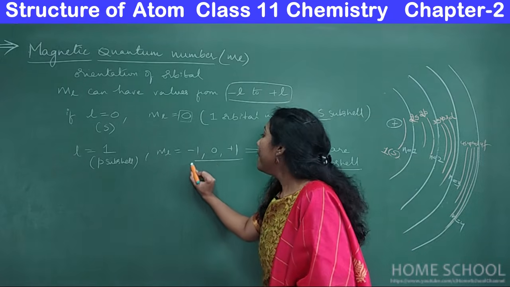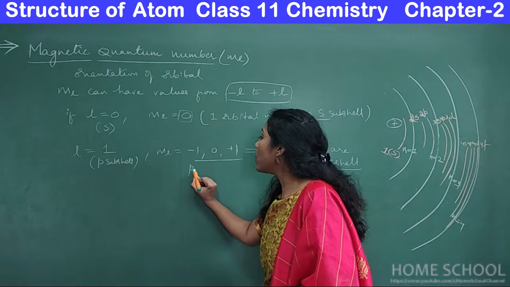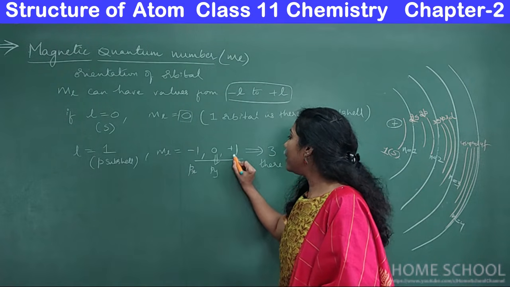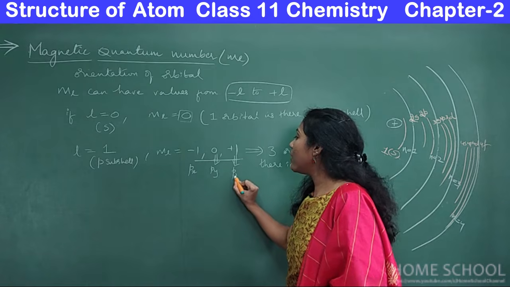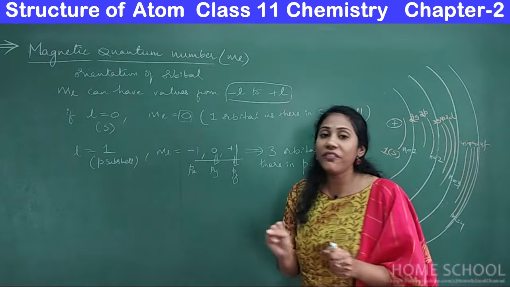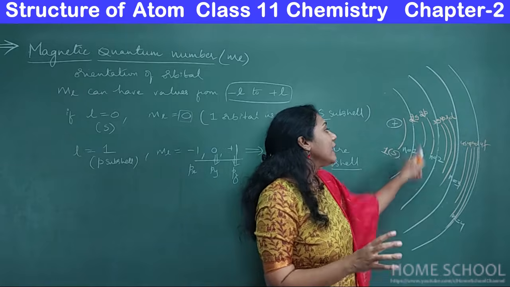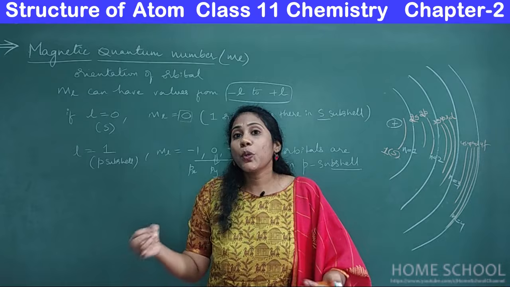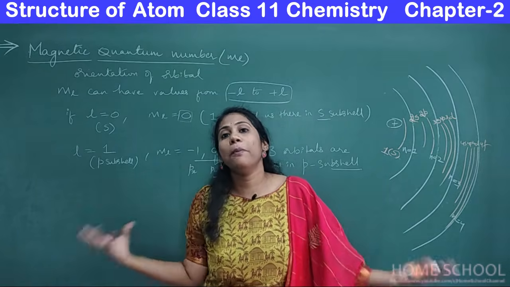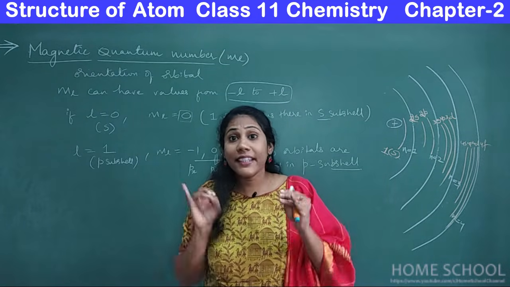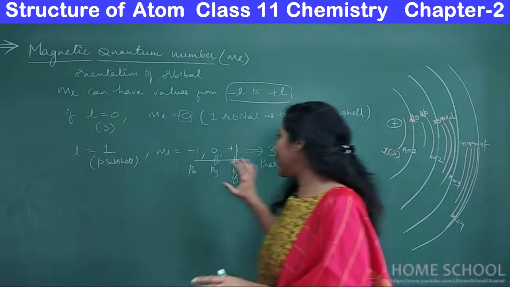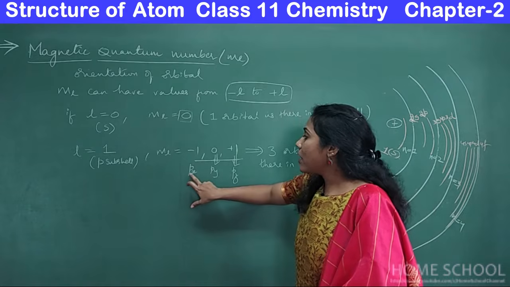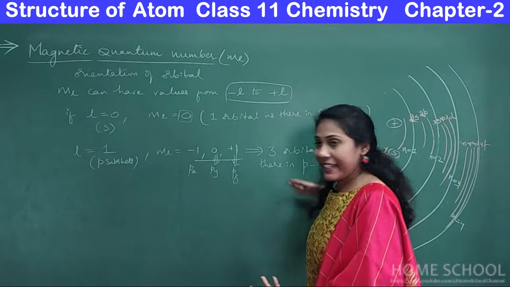So usually the minus 1 p orbital is called the px orbital, this is called the py orbital, and this is called the pz orbital. So the p subshell always contains how many towns? Subshell means a district, so this p type of district contains 3 towns. So 3 orbitals can be present. Actually, px means the orbital directed along the x-axis.